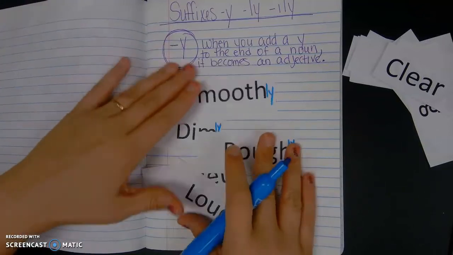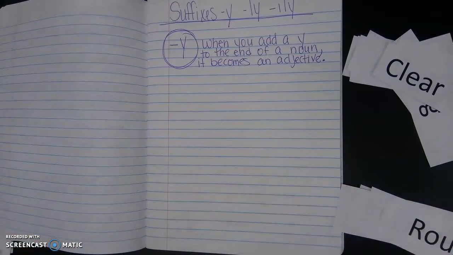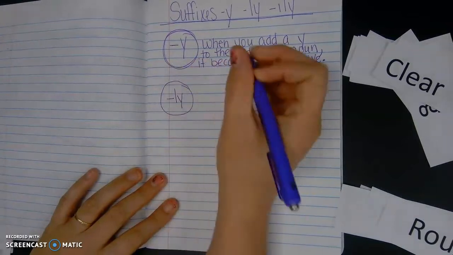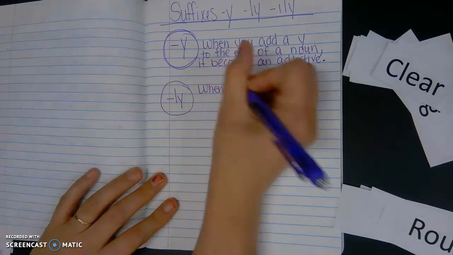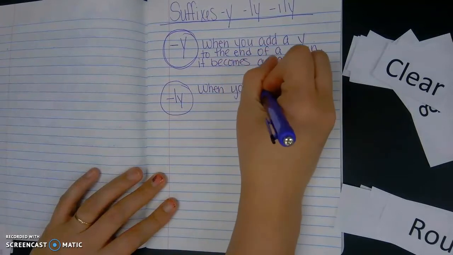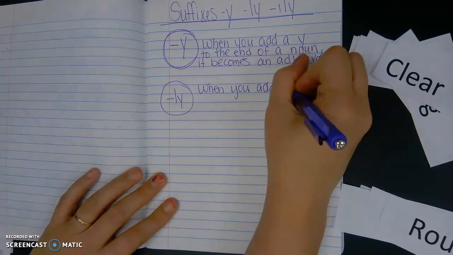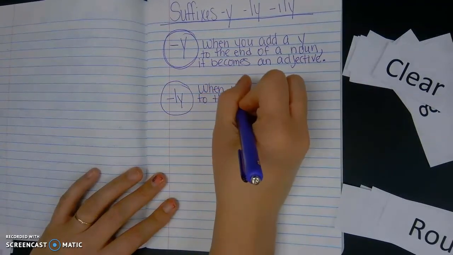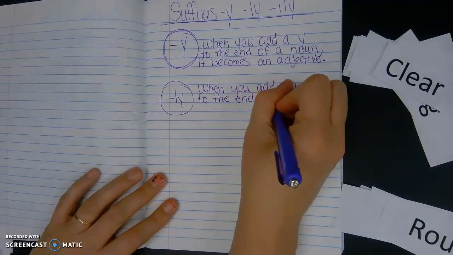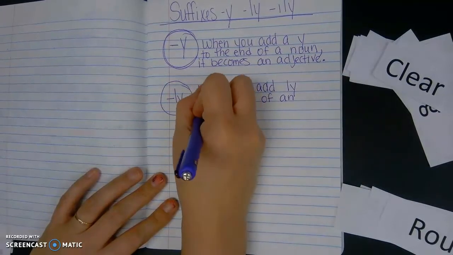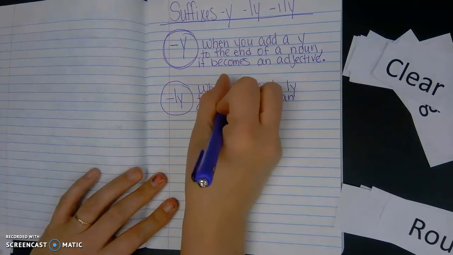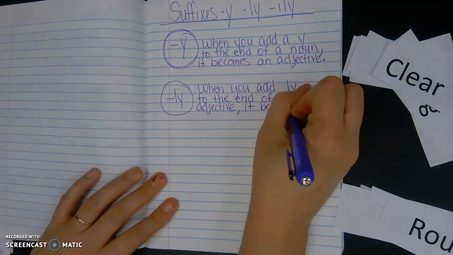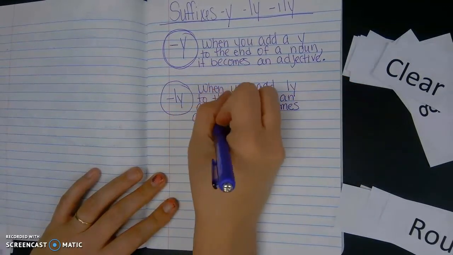So, let's write that note so we don't forget. For ly, when you add ly to the end of an adjective, comma, it becomes an adverb.